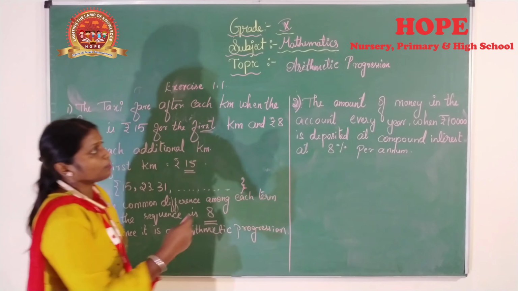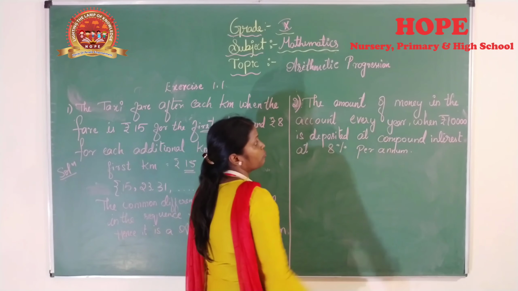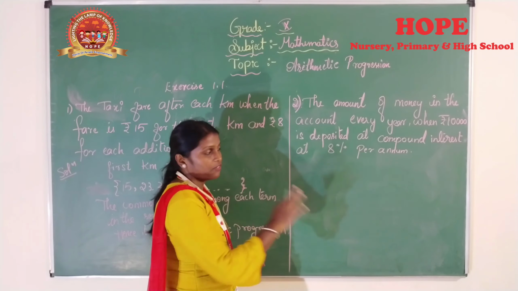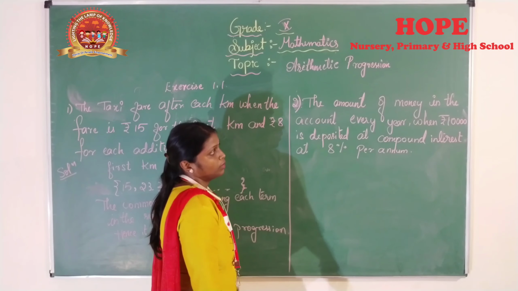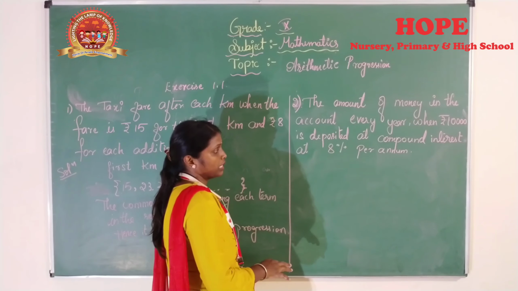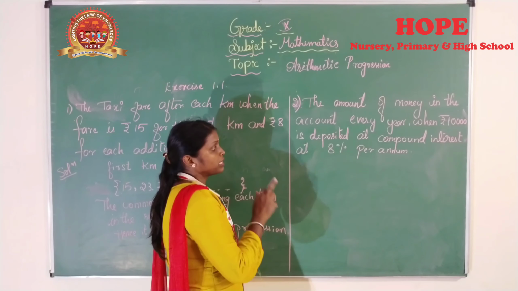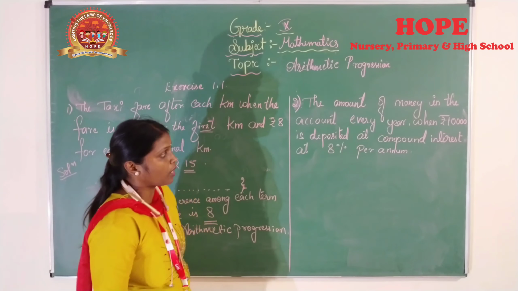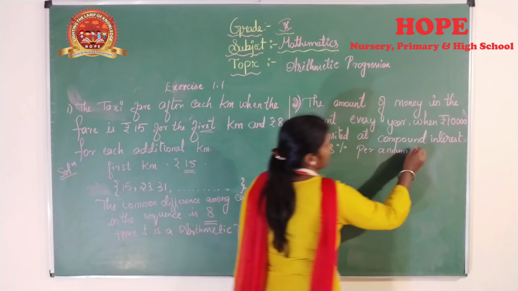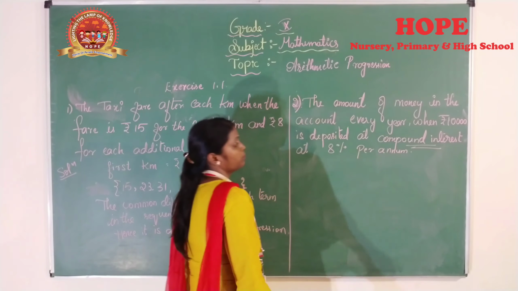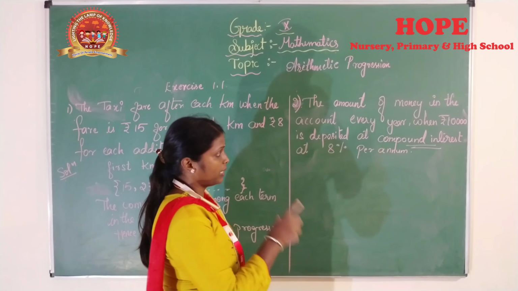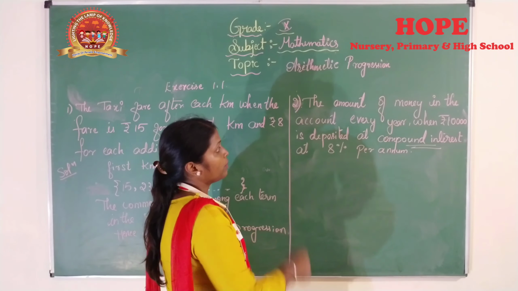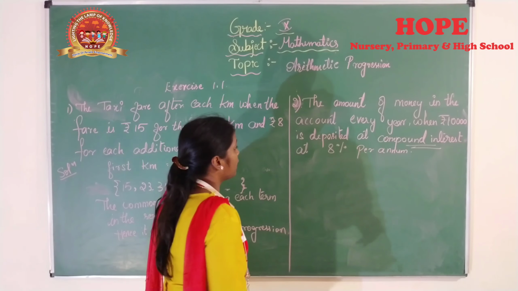In the same way there is one more question: the amount of money in the account every year when rupees 10,000 is deposited at compound interest at 8% per annum. So the compound interest is 8% per year, and the amount deposited is rupees 10,000.